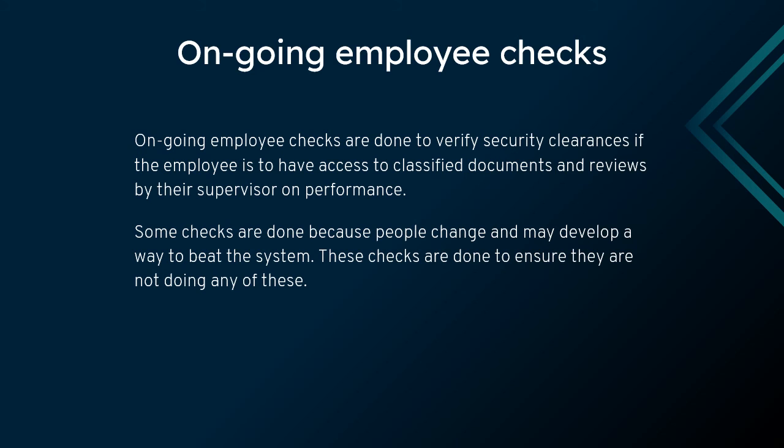Ongoing employee checks are done to verify security clearances if the employee is to have access to classified documents, and reviews are conducted by their supervisors based on performance. Some checks are done because people change and may develop a way to beat the system. These checks are done to ensure that they are not doing any of these.